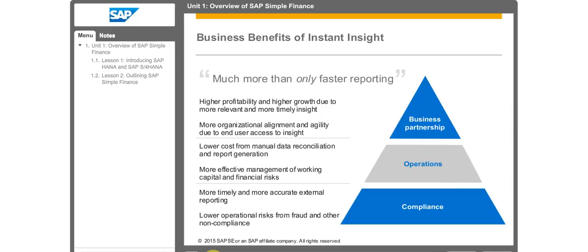The business benefits of instant insights are much broader than faster reporting. At the base of the pyramid of requirements for a finance business software is compliance. You need to be able to provide timely and accurate external reporting, and also lower the operational risk from fraud and other non-compliance. Then you have operations excellence. You need to lower cost from manual data reconciliation and report generation, and use effective management of working capital and financial risk. Finally, on the top is business partnership. You can achieve higher profitability and higher growth due to having access to more relevant and more timely data, providing a true insight to your business and its direction.